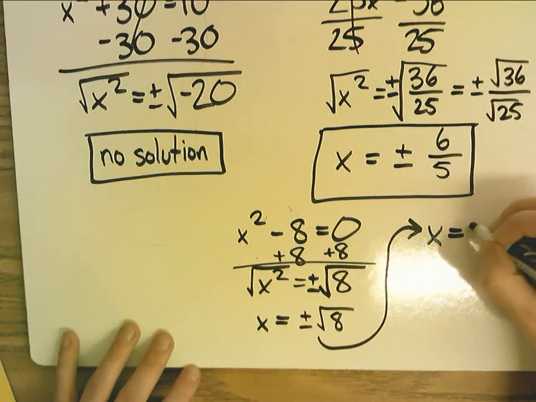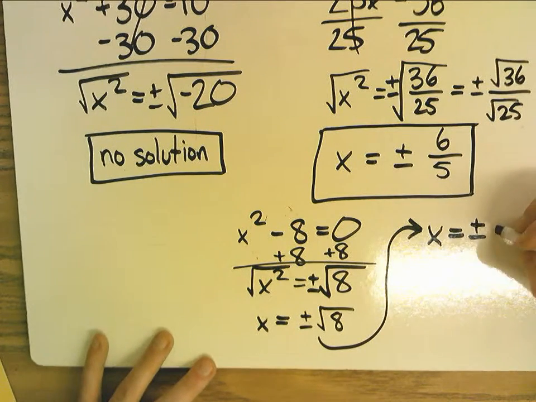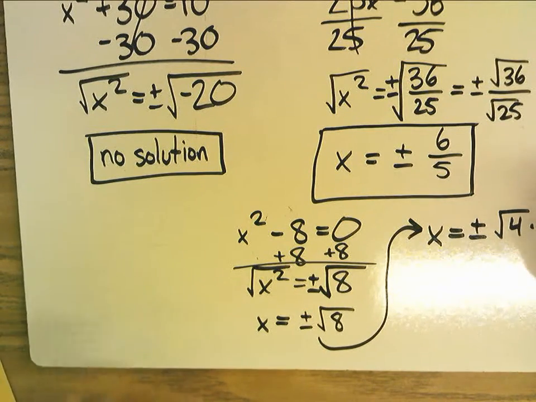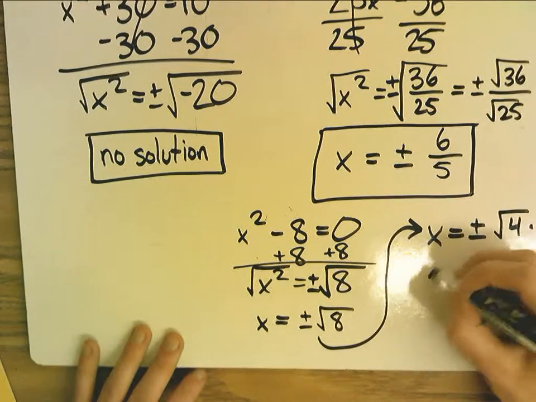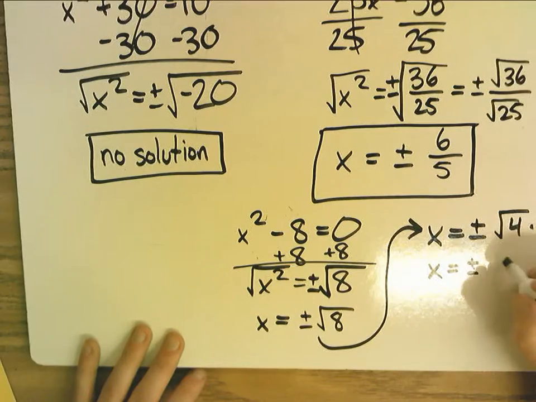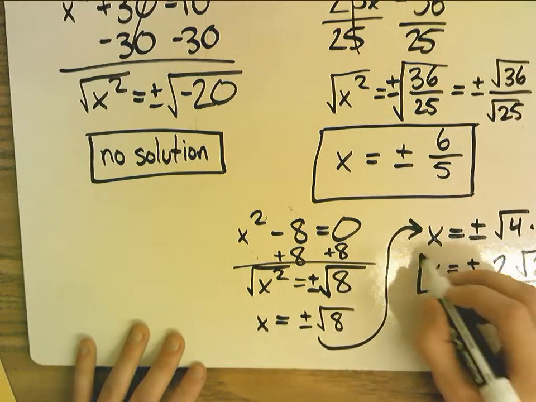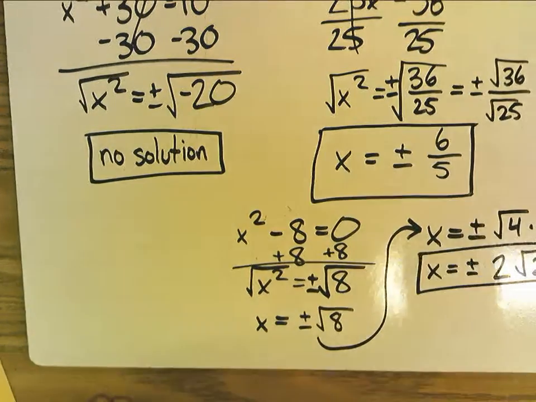So the square root of 8, we can go ahead and split that up. In order to simplify it, because we want it in simplified radical form, we want to split it up into factors, one of which is a perfect square. So I'm going to split it into a 4 and a 2. Square root of 4 times the square root of 2. We know that the square root of 4 is 2, and the square root of 2 can't be simplified any further. So our answer here is a positive and a negative 2 root 2. And this is our final answer.